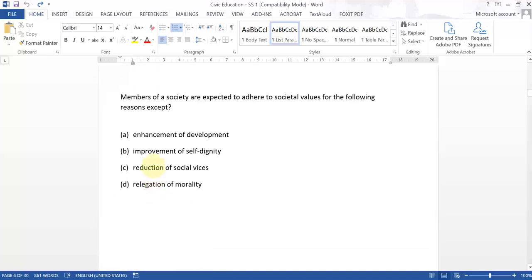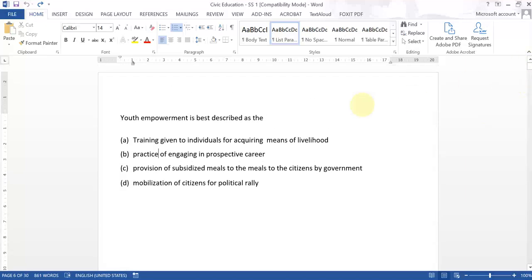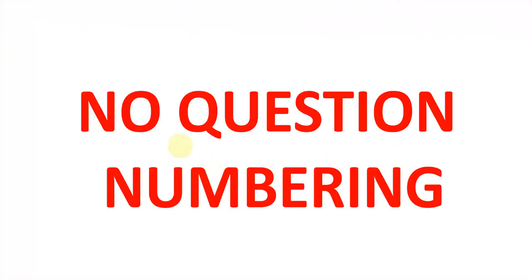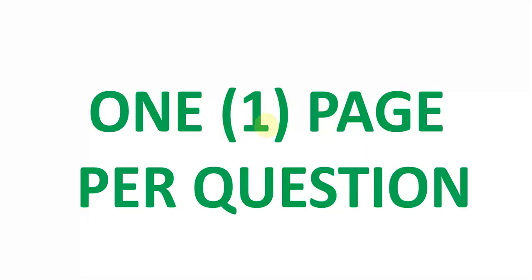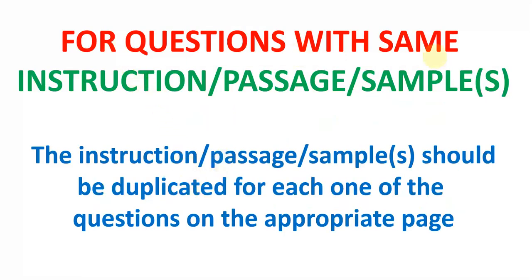So let me quickly run us through the rules to setting questions for this CBT use. The first one is when you are typing your questions, ensure that the questions have no number, so no question numbering. Next, you type one page per question, or let me say one question per page. That's the second rule. The third is that for questions with the same instruction, passage or samples, what you need to do is copy or duplicate that instruction, passage or samples for each one of the questions on the appropriate page.